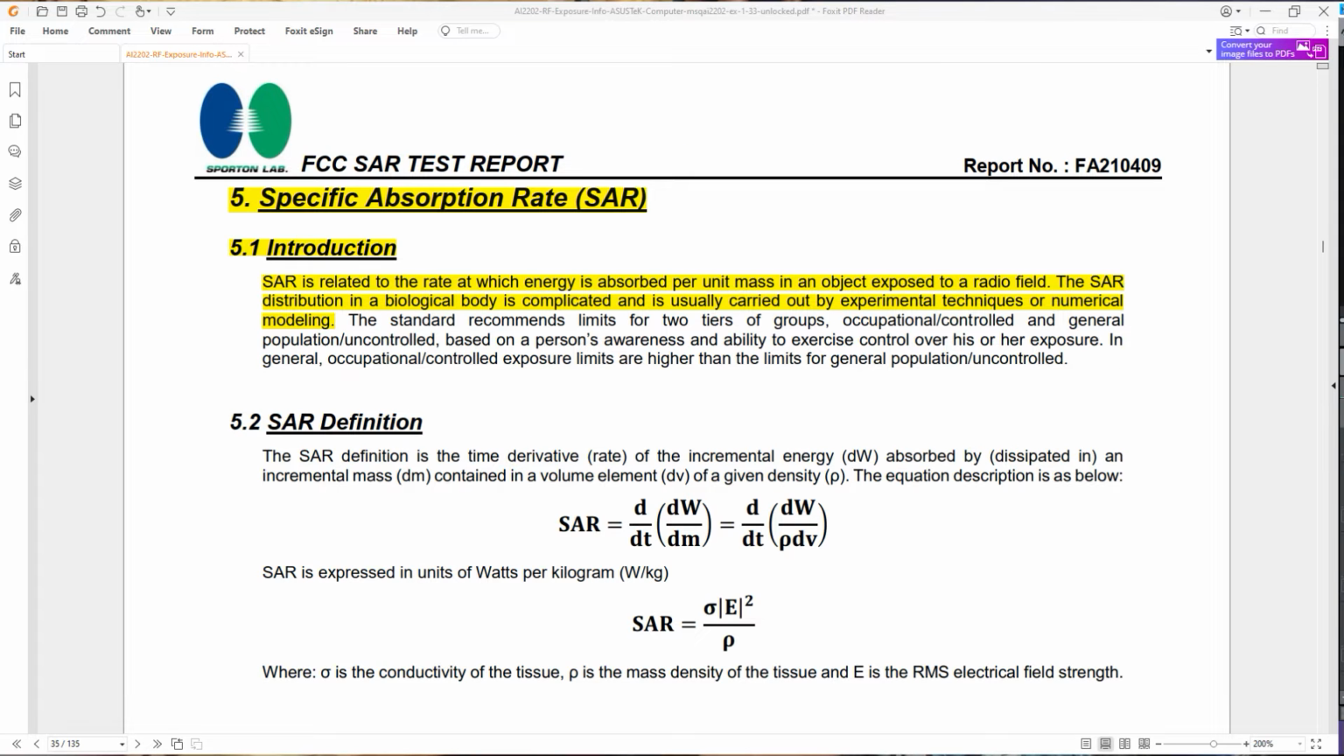Now here is a definition of the specific absorption rate, and in the introduction they write, SAR is related to the rate at which energy is absorbed per unit mass in an object exposed to a radio field. The SAR distribution in a biological body is complicated and is usually carried out by experimental techniques or numerical modeling. Well, actually they do both. Of course, if you want to look at the crazy math, you can have some fun there.